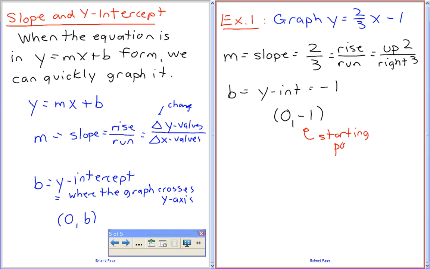And this is why slope is nice. Your first point on your graph is going to be (0, -1). After that, you're going to go up 2, right 3, up 2, right 3, up 2, right 3. That's how slope works. Is this hopefully coming back a little bit from last year? If it's not, that's fine. Okay, we'll deal with it.